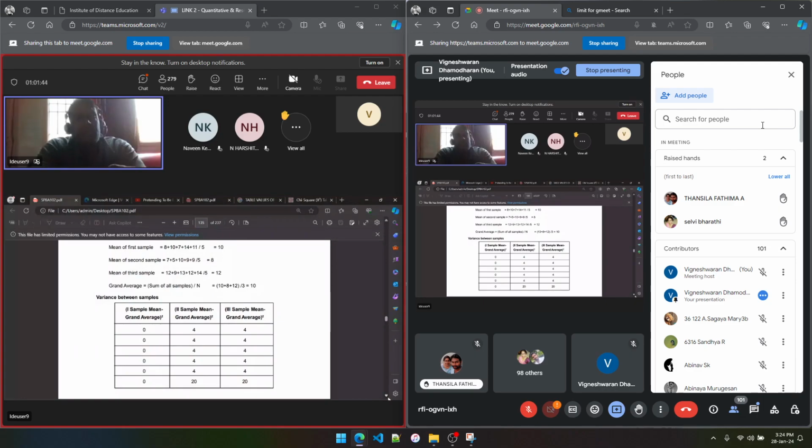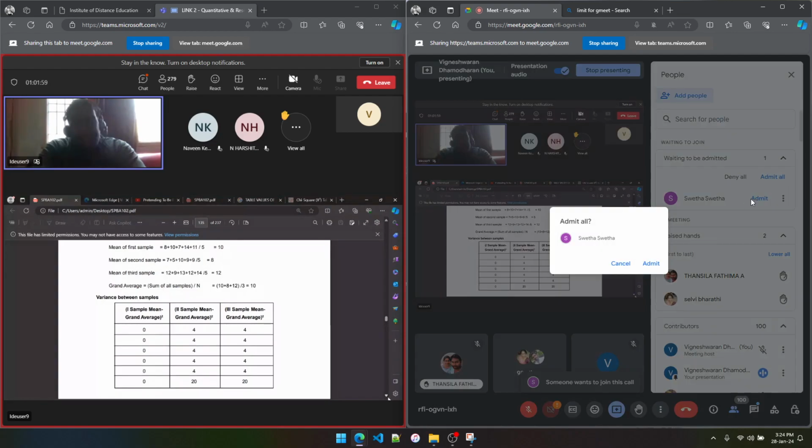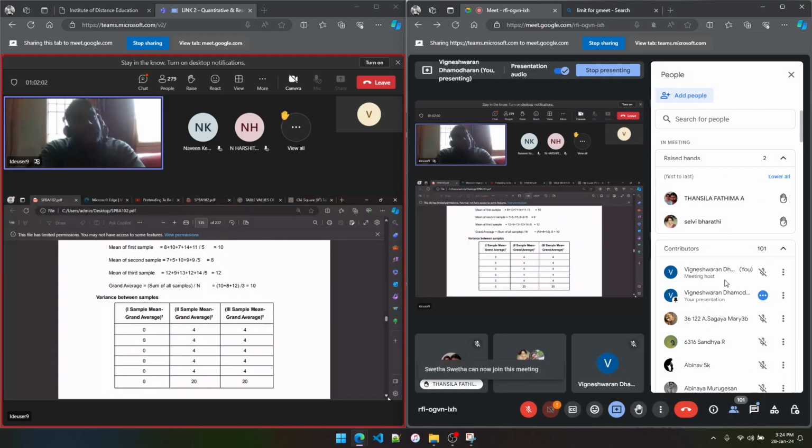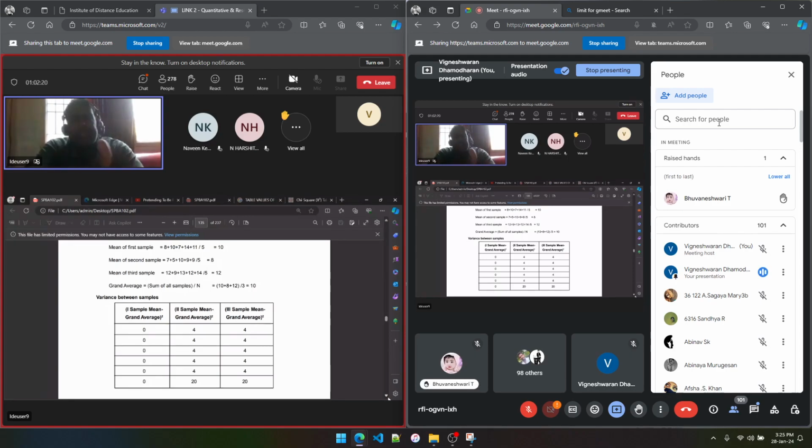So the grand average can be computed as follows: the sum of the averages of all the 3 samples divided by n. The average of the first sample is 10, which should be added to the average of the second sample and the average of the third sample. After adding all the averages of the 3 samples, that should be divided by 3. Therefore, it comes to 10. Now I am going to make a table.